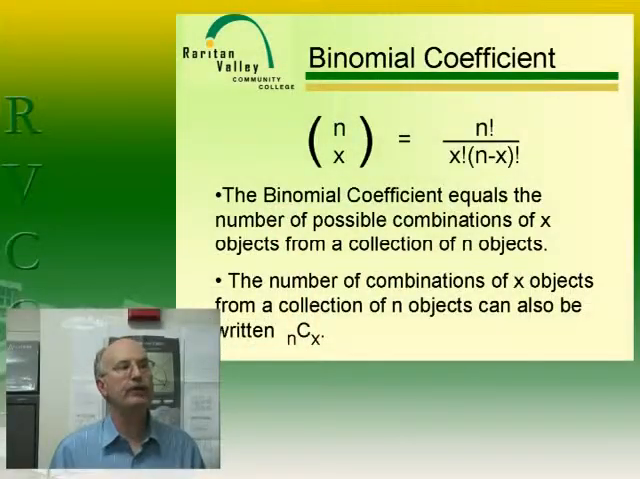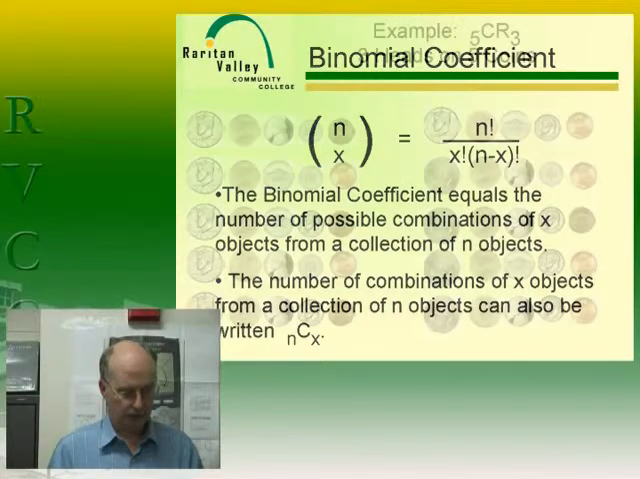Welcome back. Now we're going to talk a little bit about the binomial coefficient. The binomial coefficient equals the number of possible combinations of x objects selected from a collection of n objects. So for example, suppose we had 5 coins, and we wanted to see how many ways we get 3 heads out of it. We could write that as parentheses 5 over 3 parentheses. Another way of writing that is as 5Cx, and that's using the combination formula at the bottom of this little screen.